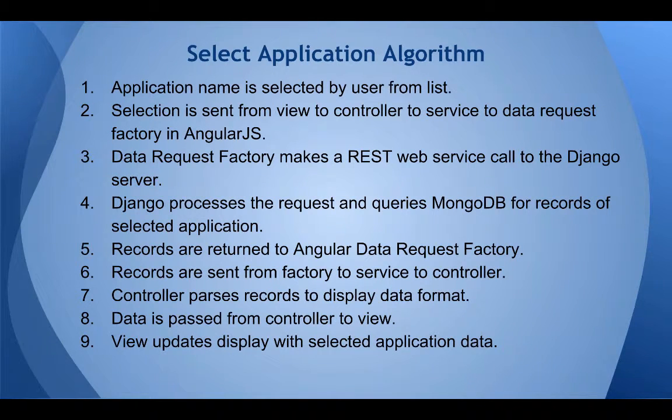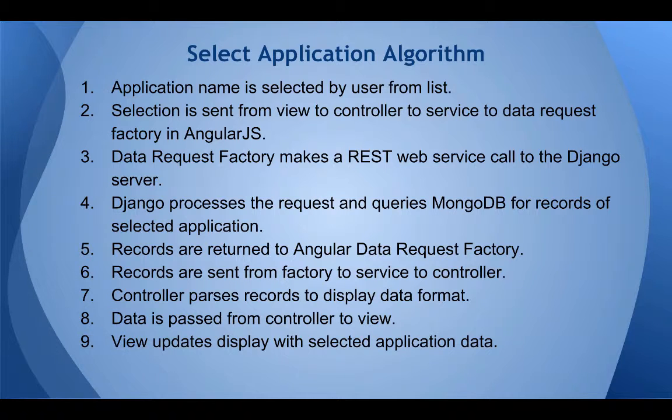The select application algorithm is used within the software metering display to show software usage for a specific application. The steps in this algorithm are as follows. The application name is first selected from a list by the user. The selection is sent from the view to the controller, to the service, and then to the data request factory within the AngularJS framework. The data request factory then makes a REST web service call to the Django server.